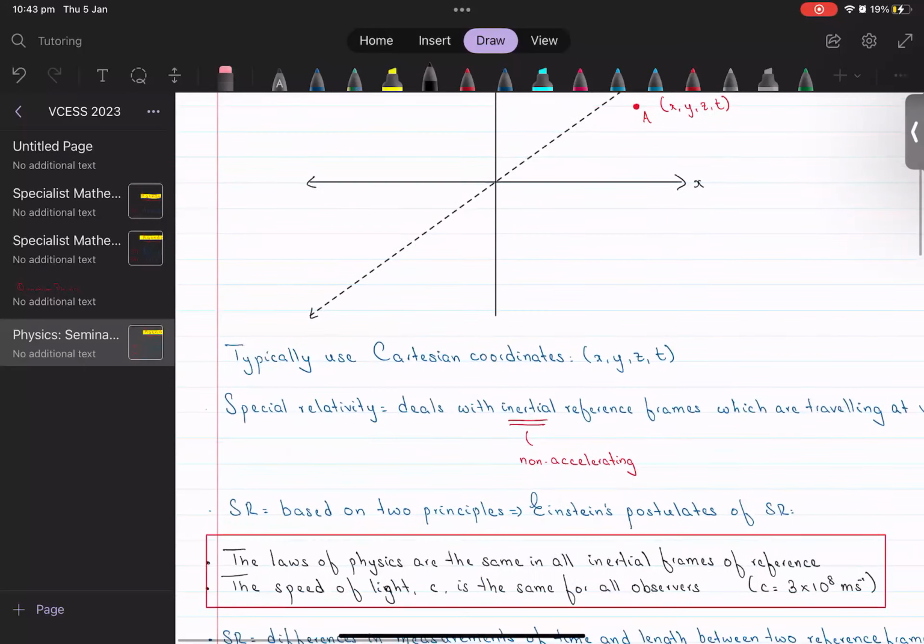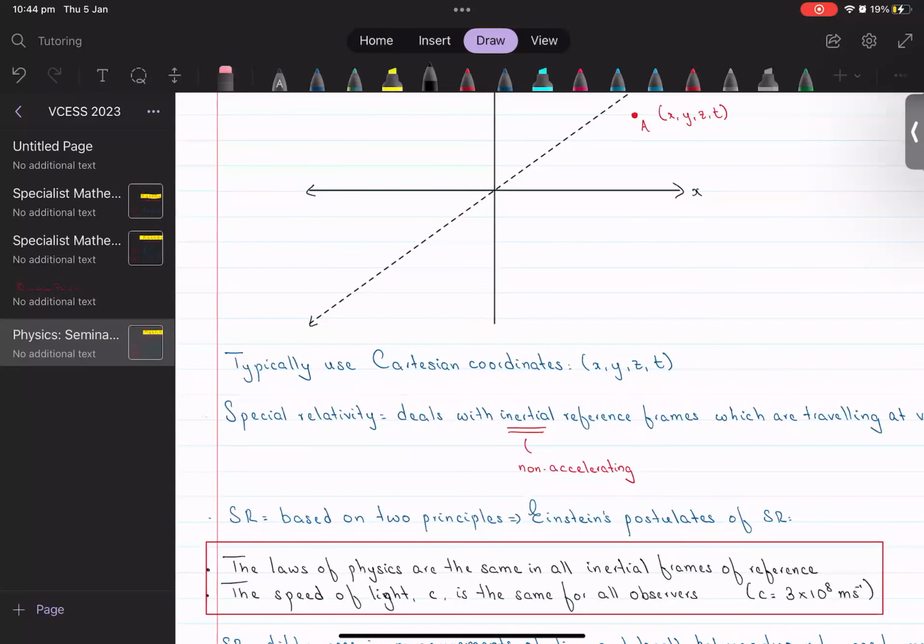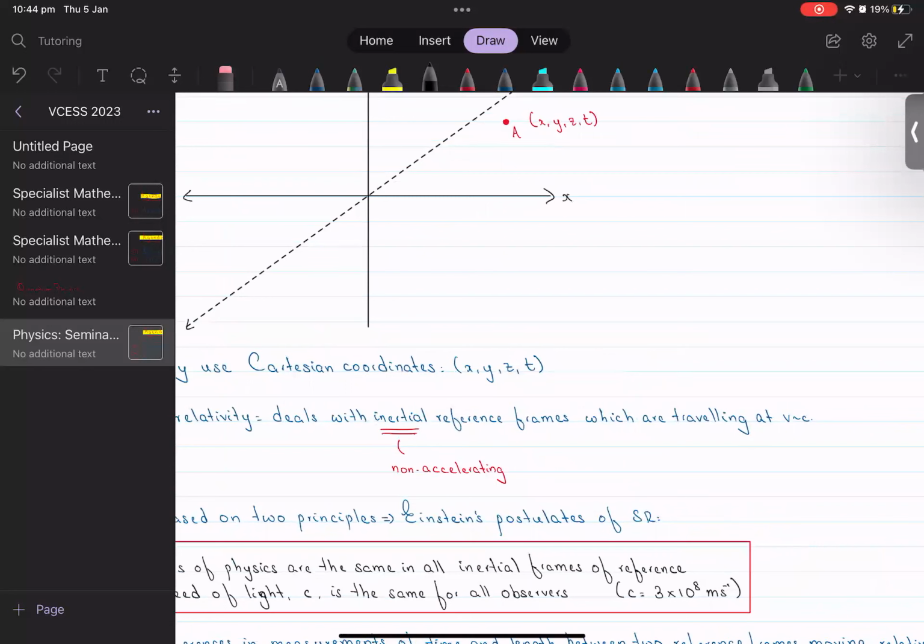The idea of special relativity is it deals with inertial reference frames, so coordinate systems which are not accelerating. They're not accelerating, but they're also traveling at close to the speed of light. They're traveling really, really fast, close to the speed of light, because nothing can exceed the speed of light, and the only thing that can go as fast as the speed of light is light itself. Bit redundant, I know.